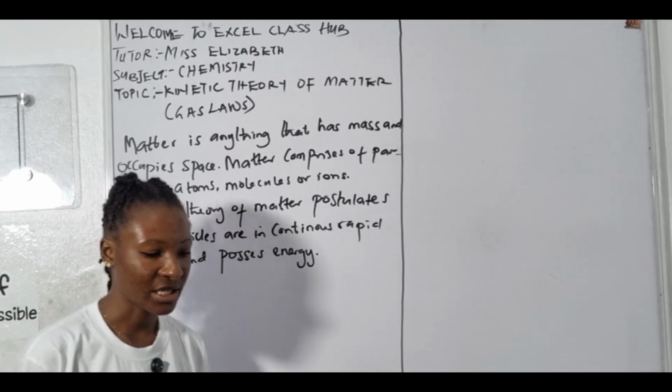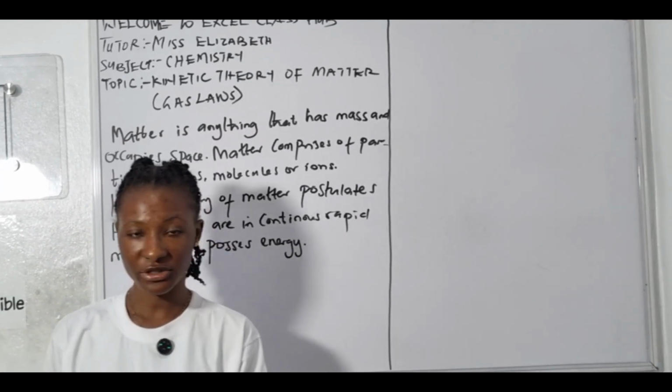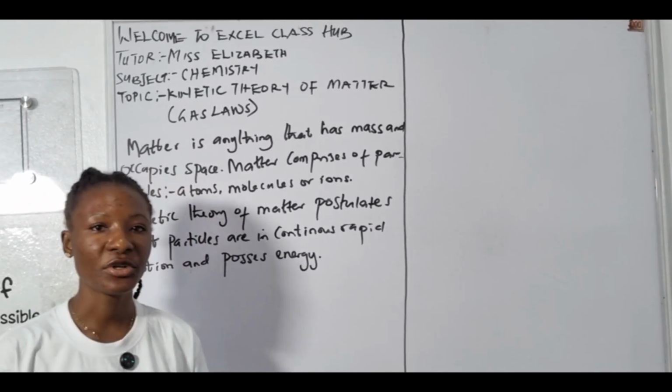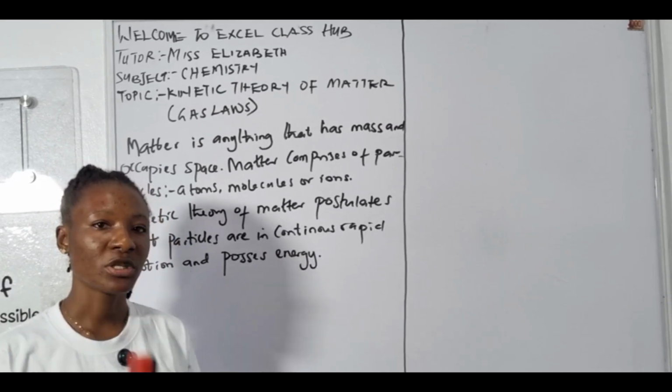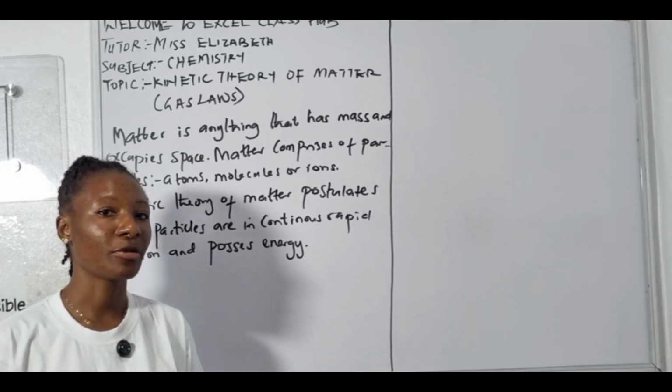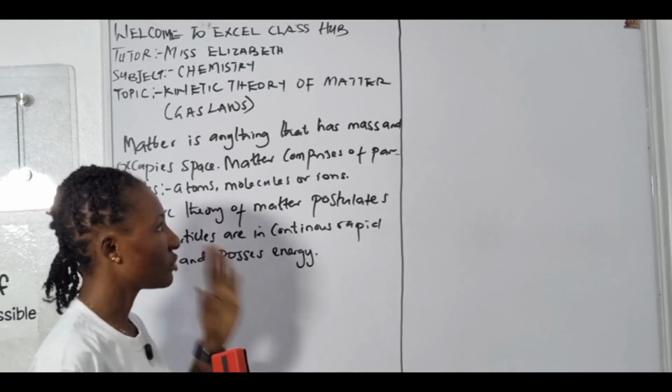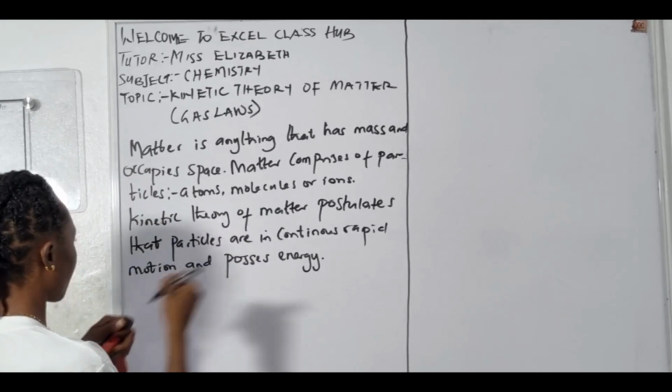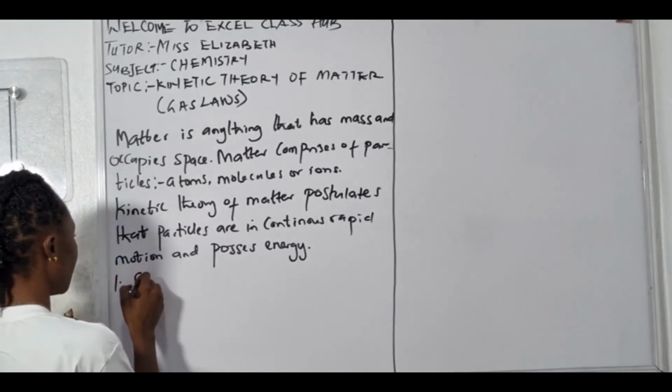We have three states of matter: the solid, the liquid, and the gaseous state. So today I'll be showing the differences between the solid state, the liquid state, and the gaseous state, and I'll be saying the similarities between the three states of matter. First, we have the solid state.